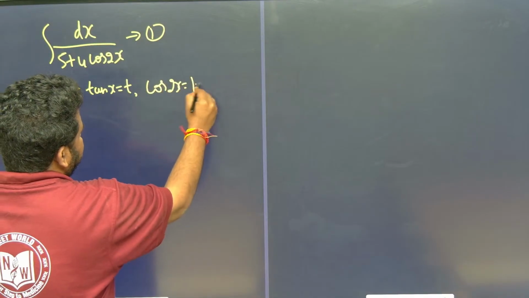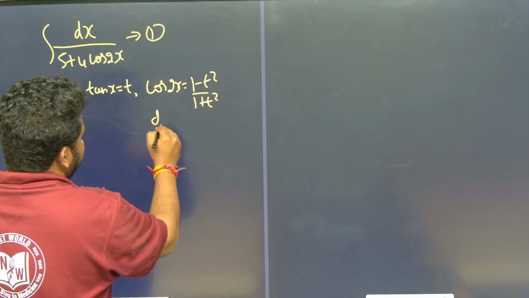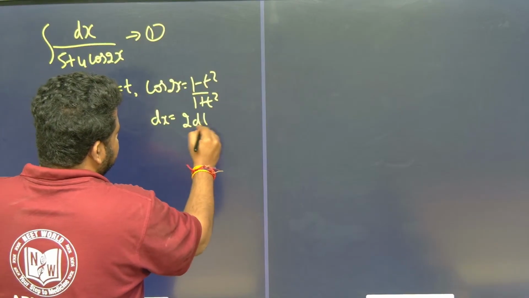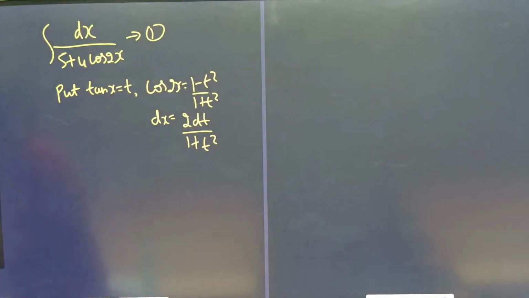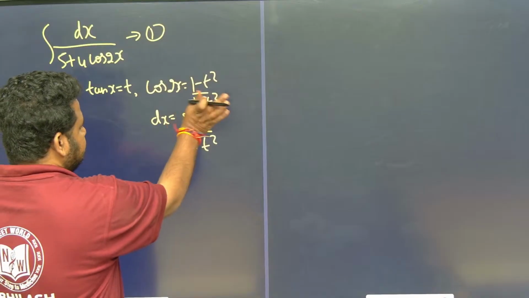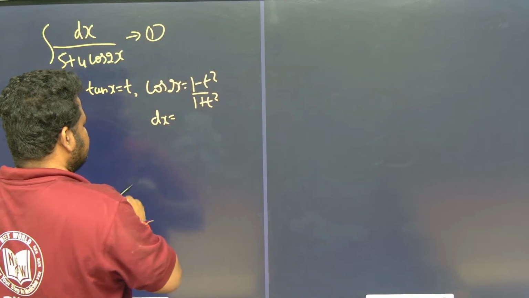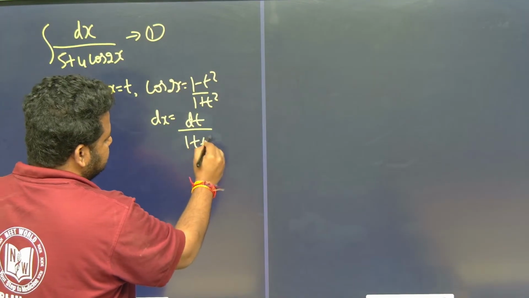Cos 2x will be equal to 1 minus t square by 1 plus t square. And dx will be equal to what, friends? Dx will be equal to 2 dt by 1 plus t square, correct? No, actually if you put tan x is equal to t, it will not be 2 dt, it will be dt by 1 plus t square if you put the values.